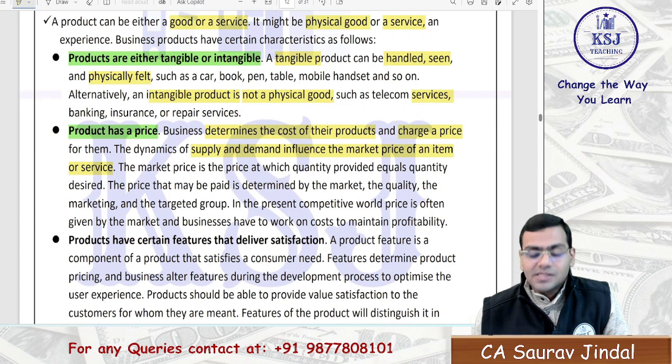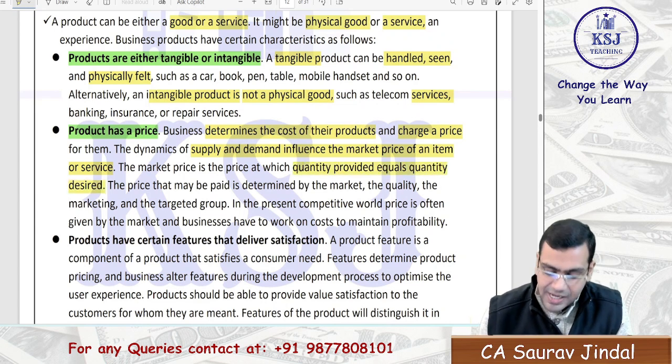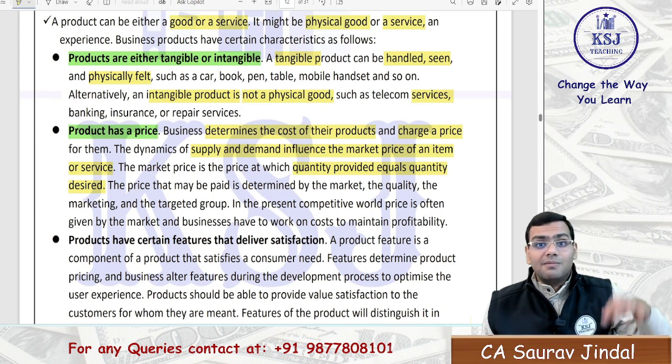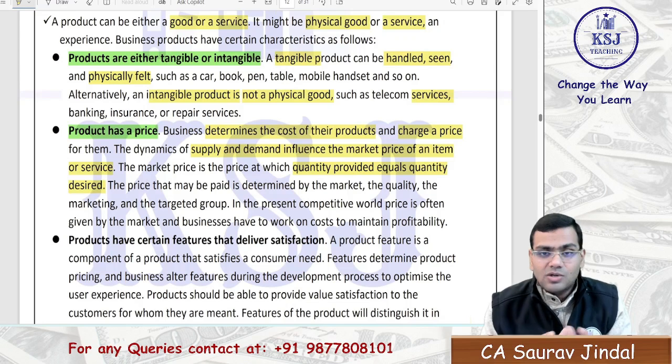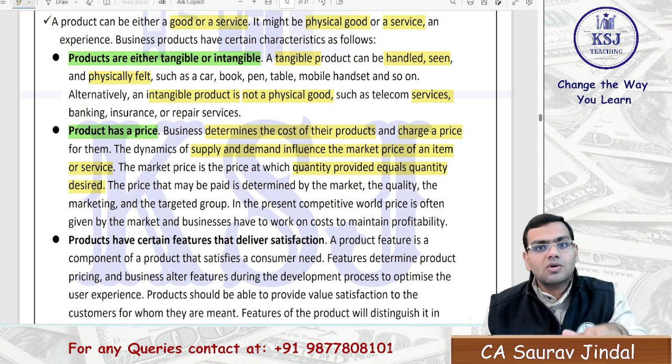The market price is the price at which the quantity provided equals the quantity desired. In economic terms, it is known as the equilibrium price. It is the price at which the demand is exactly equal to supply, and in actual scenarios, it never happens. He says the market price is the price at which the quantity provided equals the quantity demanded.